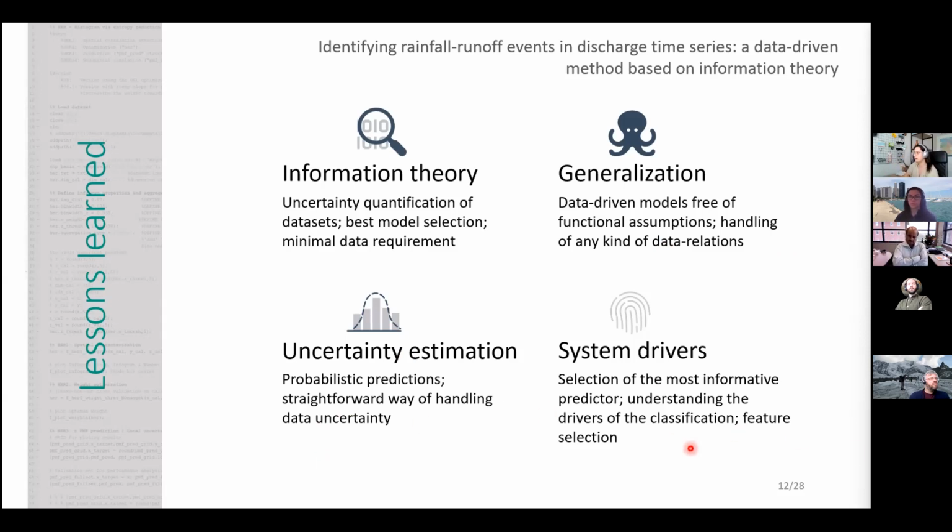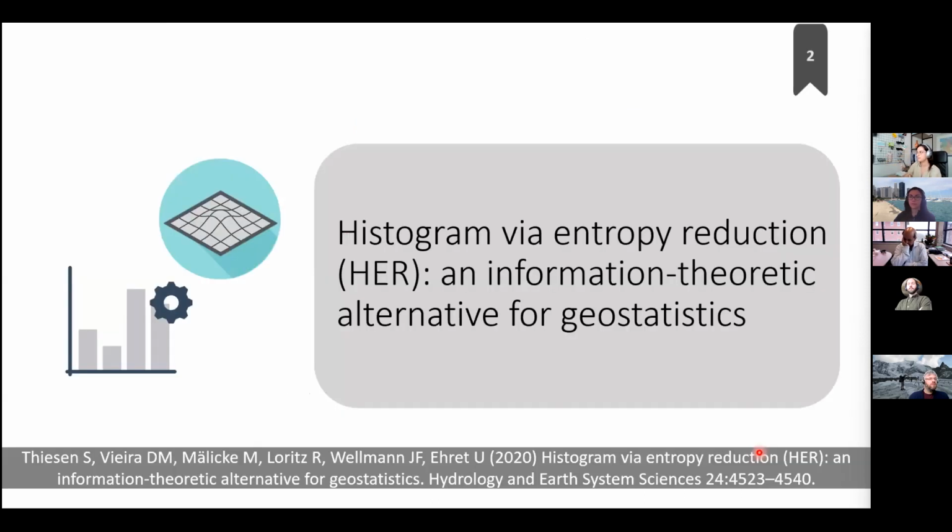And since we were able to extract the most informative predictor here, the method can help us to understand the drivers of the system or also be used for feature selection in the machine learning context. So in the next two sessions, instead of analyzing time series, as I have done here, we will work with spatial data. And this is the second paper.